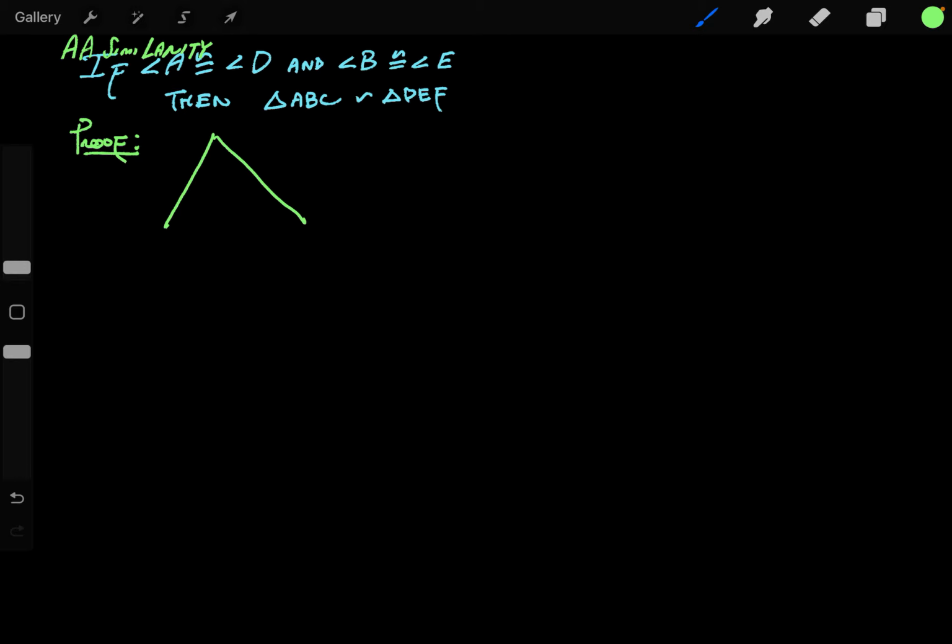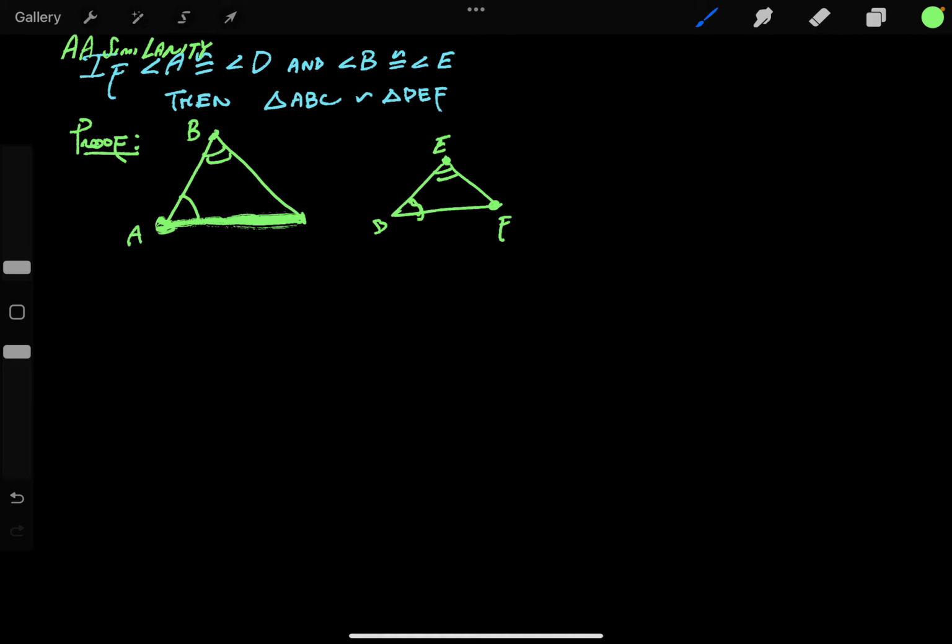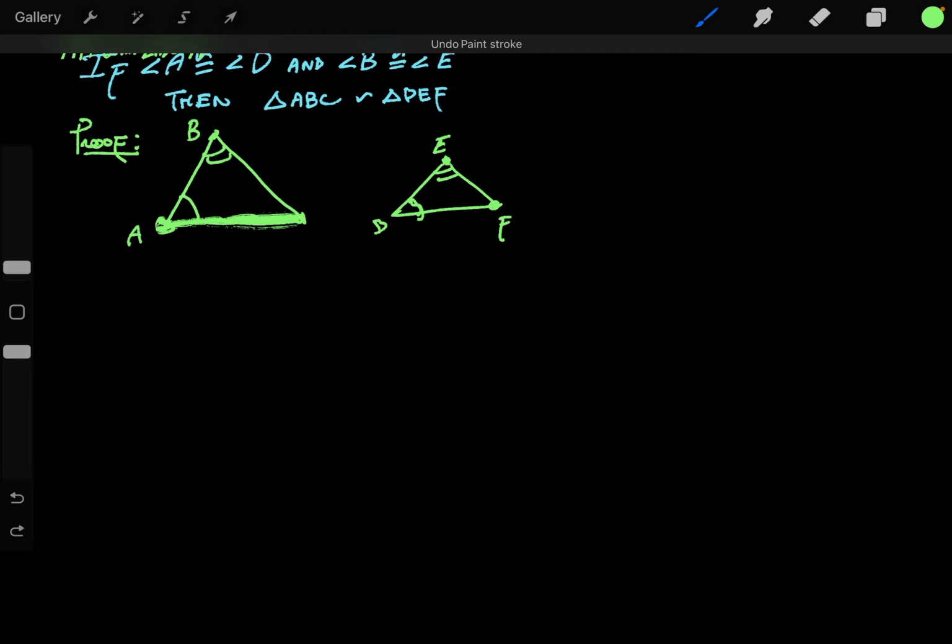Here you have one triangle, triangle ABC, let's say. And you have that angle A is congruent to angle D in this other triangle right here, DEF, and you have that angle B is congruent to angle E. Then you want to show that these two triangles are actually similar. So we want to demonstrate similarity here.